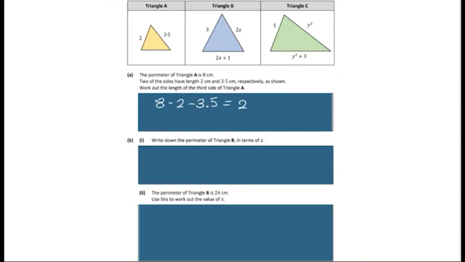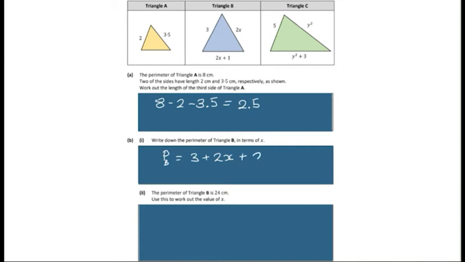So that's the base of triangle A. All right, so that's the first part. So onto part B now, we're going to sum up the three sides together to get the perimeter. So we say the perimeter of B is equal to 3 plus 2x plus 2x plus 1. Very straightforward.